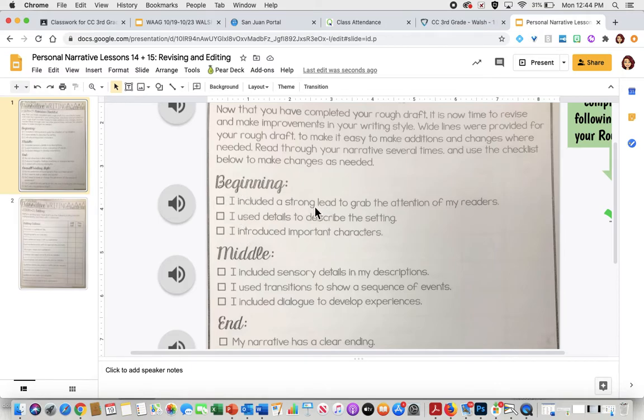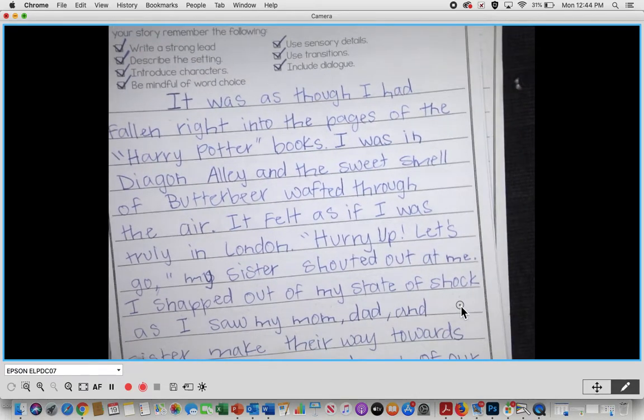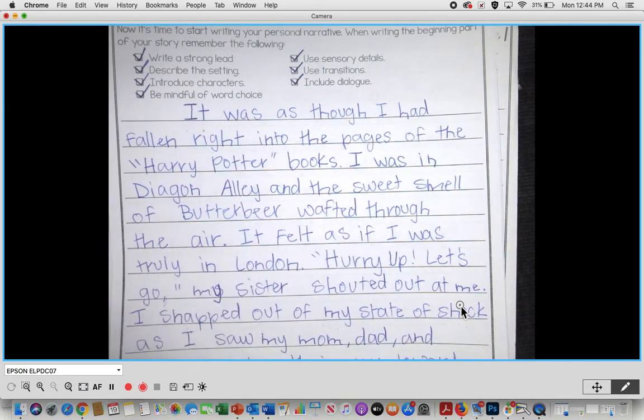It says, I included a strong lead to grab the attention of my readers. I used details to describe the setting. I introduced important characters. So I'm going to go back to my camera. What's so important when I'm going back to my rough draft to check these items off is I need to reread my rough draft.